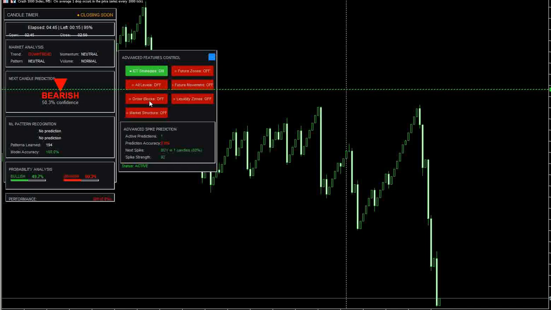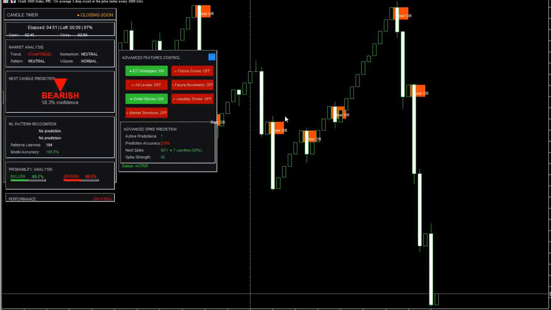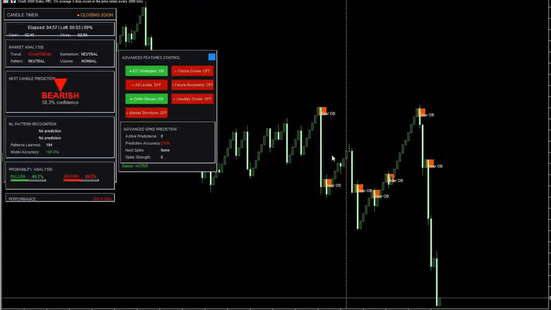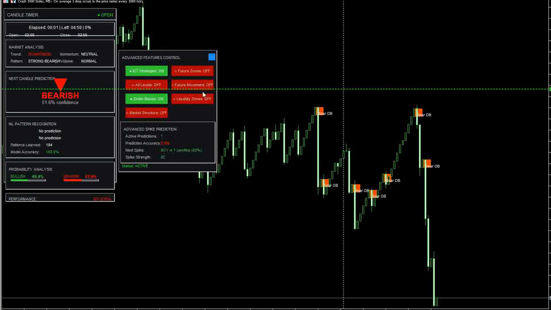Now order block. When you click on order block, you find out that our order blocks automatically appear. So these are the bearish order blocks. Then when there is bullish, it will still indicate. Now this is bearish, we have all levels. Then when you enable this, it is invisible. That's the way I programmed it, so that we're able to detect the perfect entry.